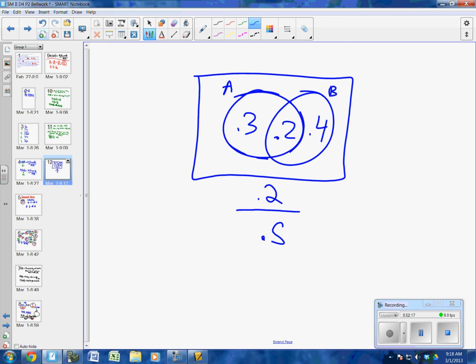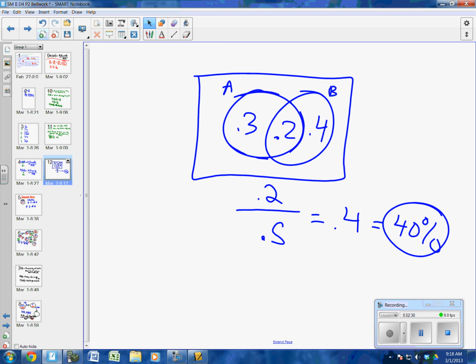What is that? 1/4. Or, no, it's 2/5, isn't it? Did you say 0.4 or 1/4? Okay, 0.4, yeah. 0.4, which is equal to 40%. And that's your answer. You guys find the intersection, divide it by the given. That's all you have to do on this assignment. All of them are the same.